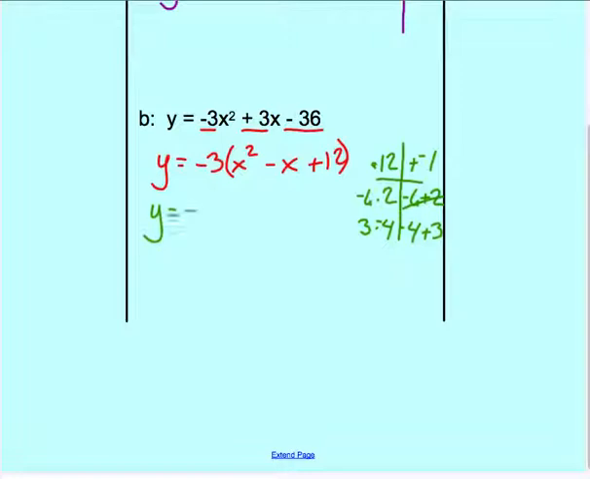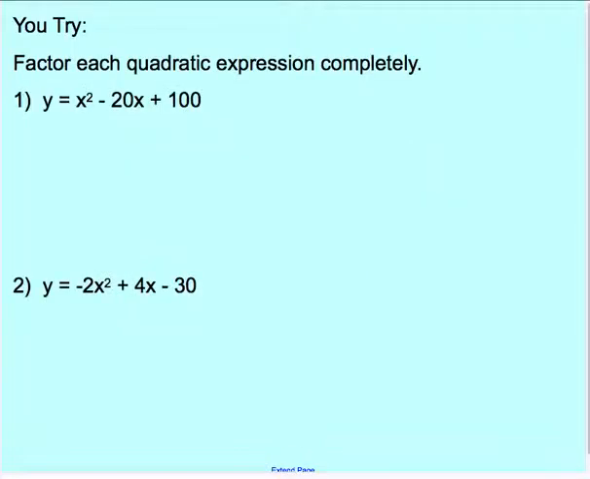So when I factor this one, leaving my coefficient out front, my GCF, and then I've got my x plus 3 times x minus 4, which aren't the same, so I can't simplify. And your U-try questions.